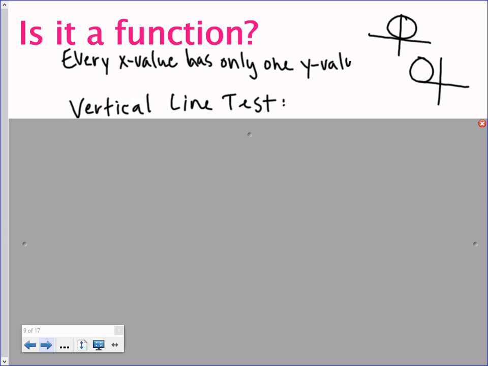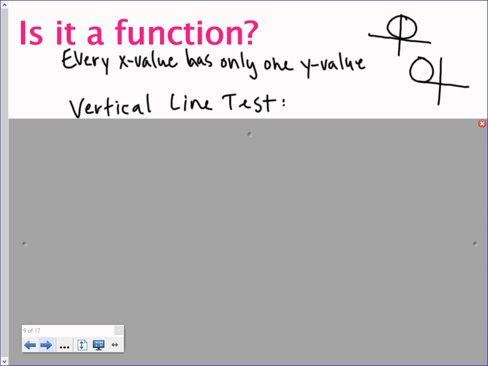Every input has only one output. And that can be tested visually by the vertical line test, because a vertical line is an x. It's an x value, and if that x value crosses multiple points, whether it be on the y-axis or somewhere else on the graph, then you have violated the definition of a function.